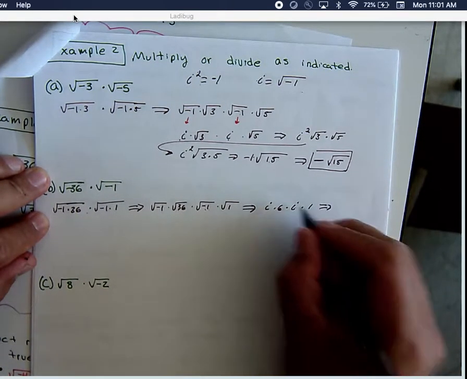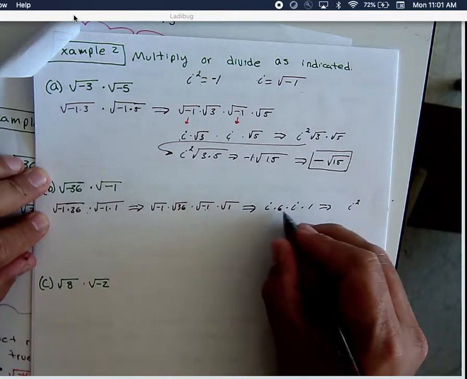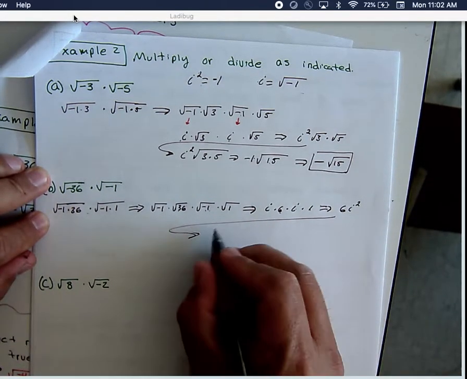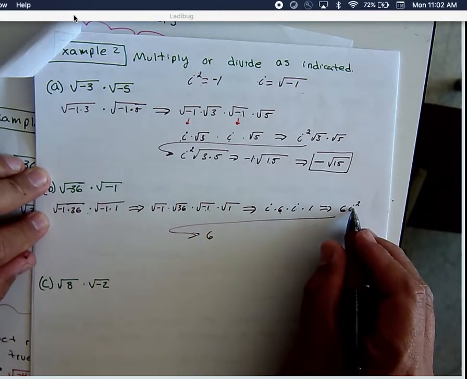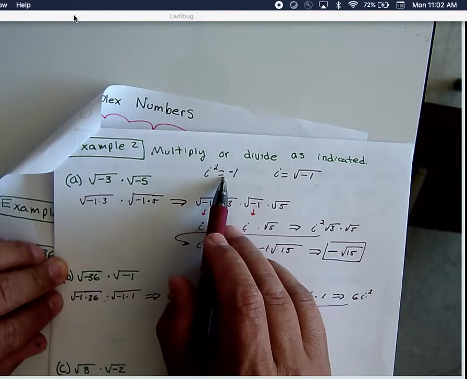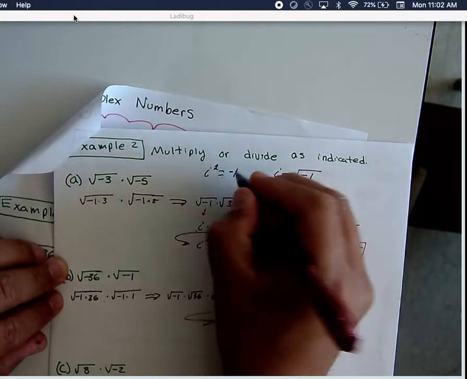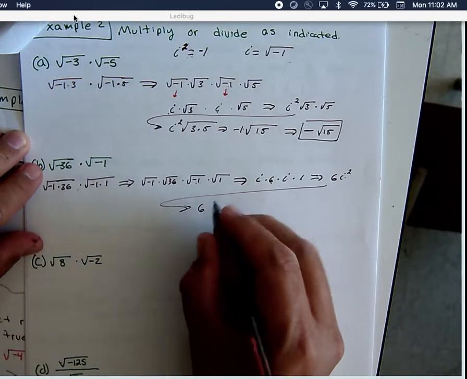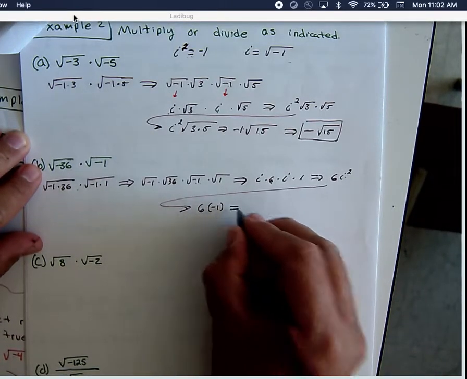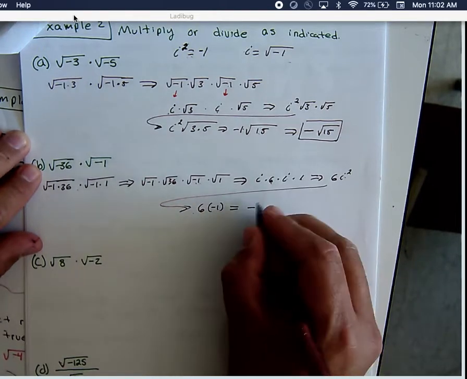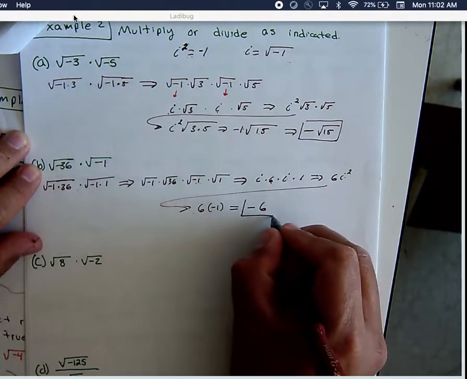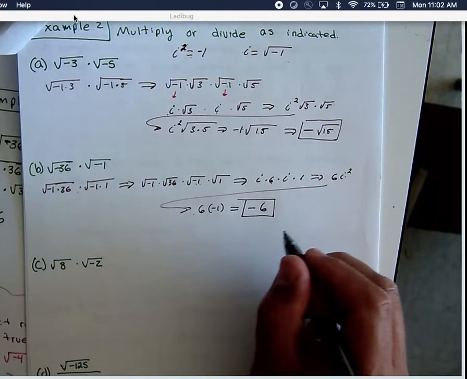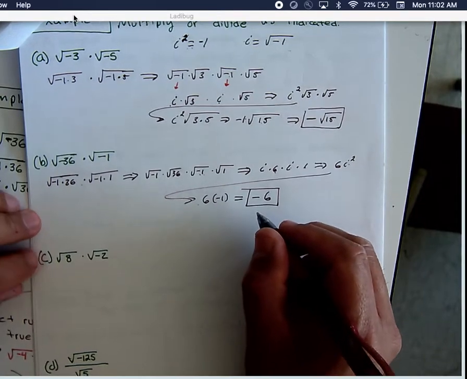So now I just put them together. So I times I is I squared. 6 times 1 is 6. So 6, what's I squared again? I squared is negative 1. Negative 1, so you end up with negative 6. 6 times negative 1 equals negative 6. So that would be B. Now let's do C.